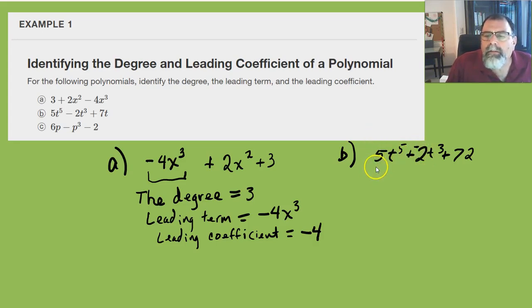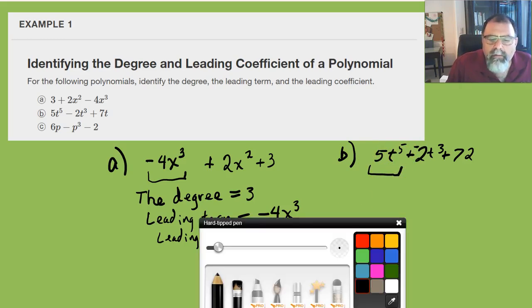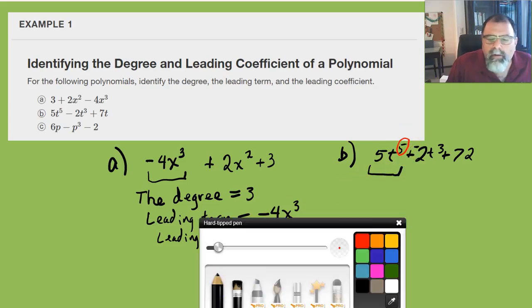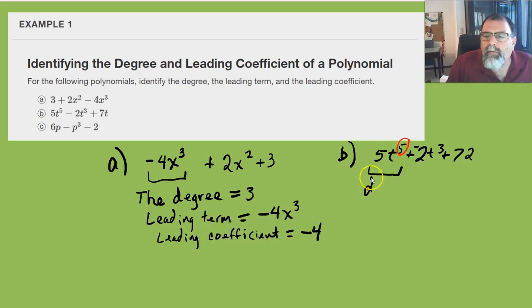All right, so having said that, this is going to be our leading term, and this is the highest power. So this is going to be our degree. So degree equals 5.